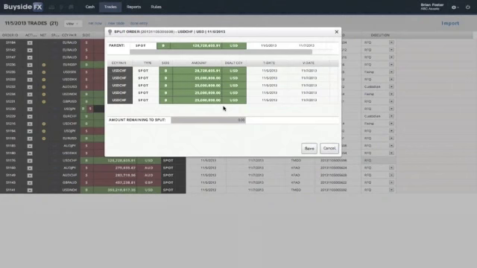As opposed to most trading systems, where a split ticket would require 5 to 10 clicks for every individual child ticket, BuysideFX handles it all automatically based on your preset rules, saving you time and eliminating the risk of fat finger mistakes.